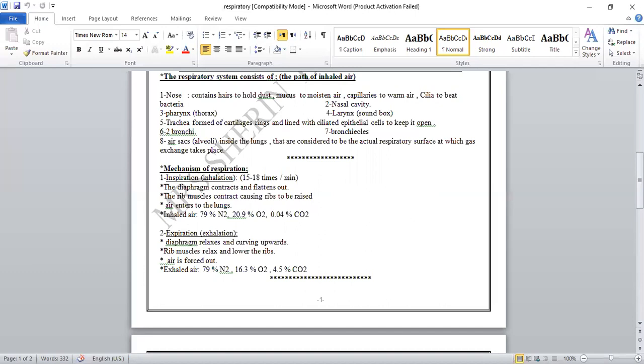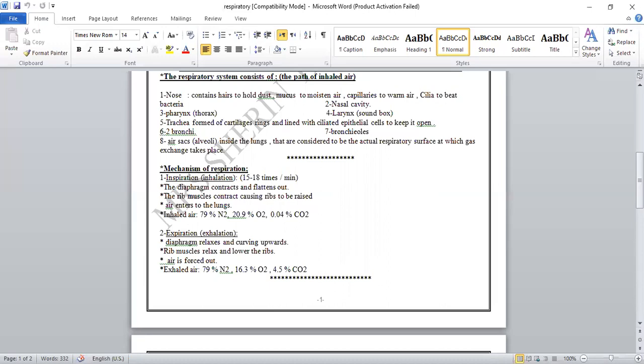الديافرام ريلاكس بقى and curved up. I told you during exhalation the diaphragm moves up. Relax moves up. And ribs كمان lowers. كل دول بيعملوا إيه؟ Press on the lung to expel its air. In this case the air is forced out of the lung. Exhaled air.